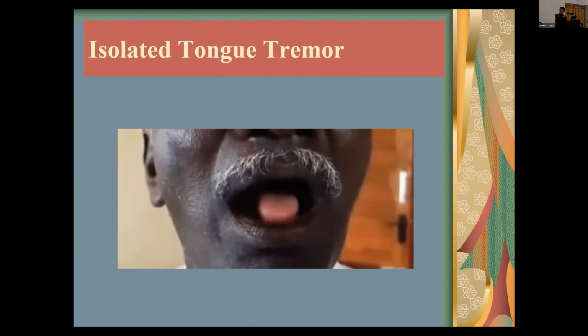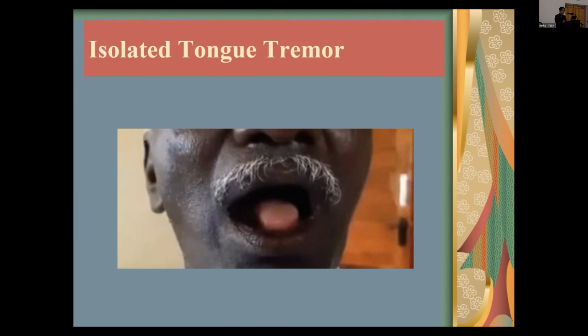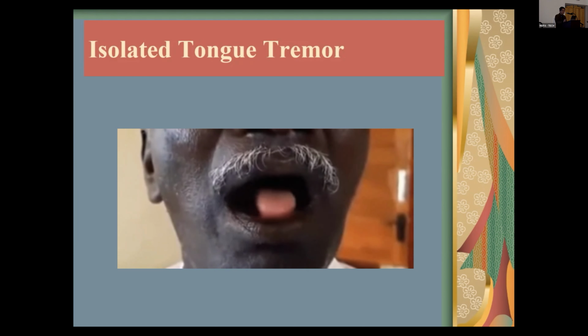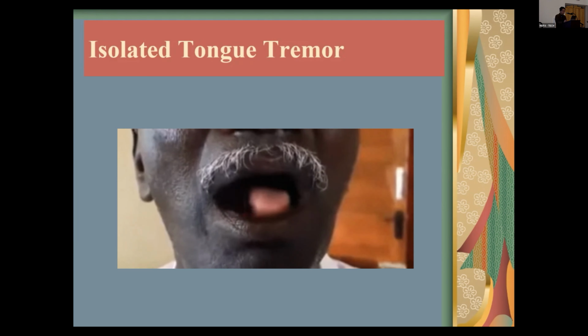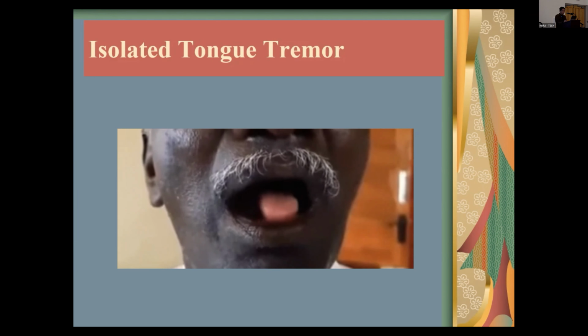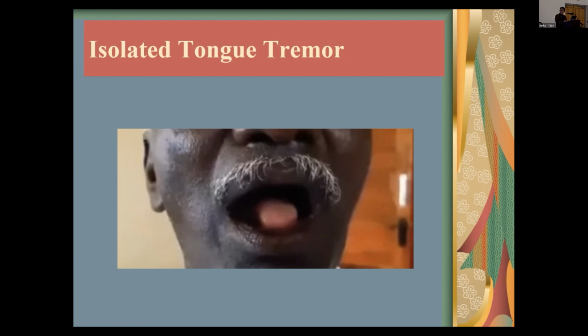Here's another example of an isolated tremor involving the tongue. So unless I have the patient in my office, I make him open his mouth, which is one of the standard things I do, and stick out his tongue. This is how I bring out and evaluate patients with a tongue tremor.